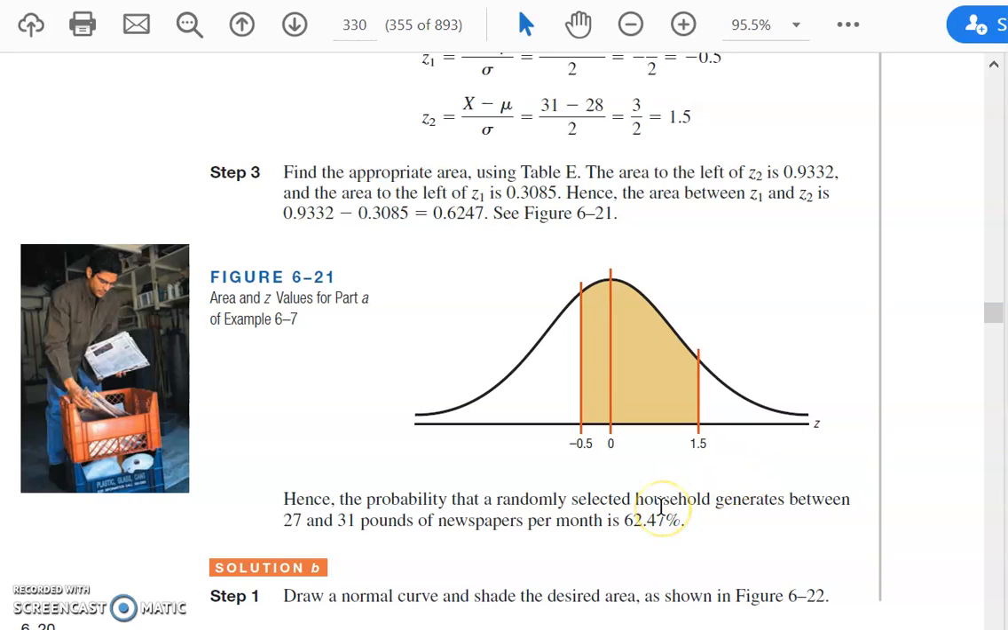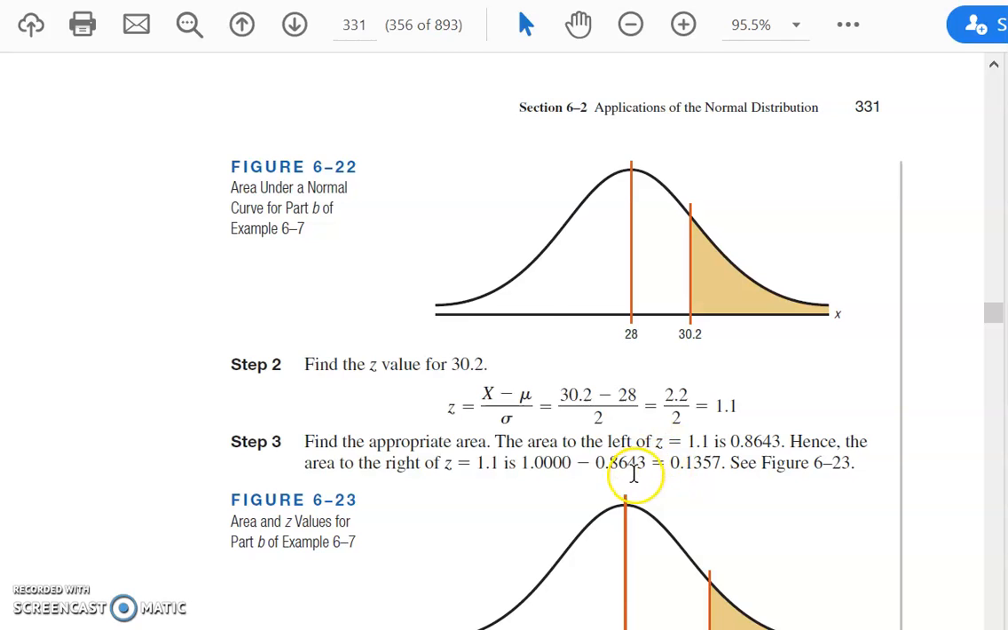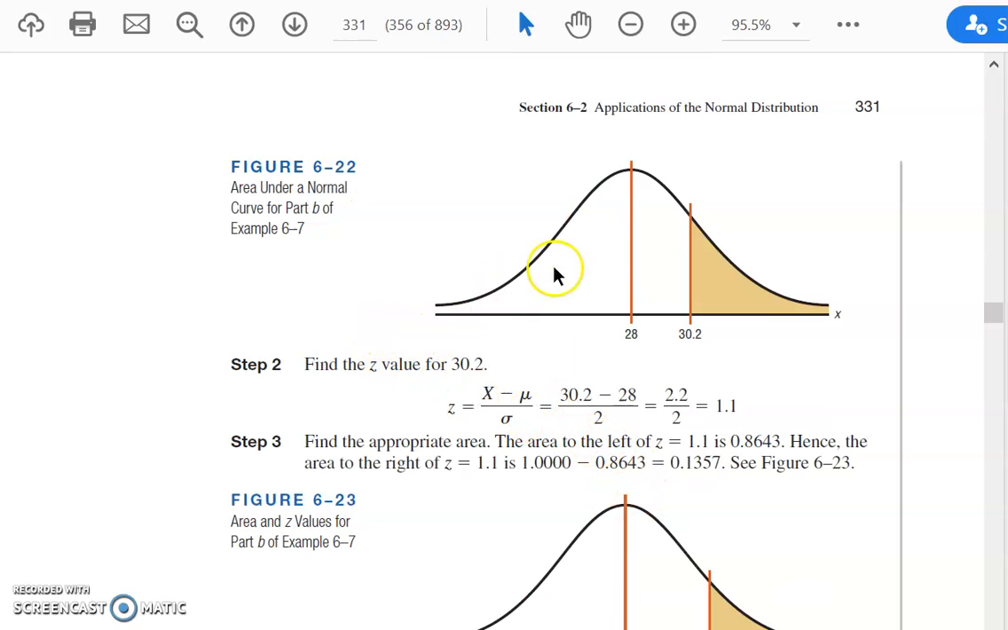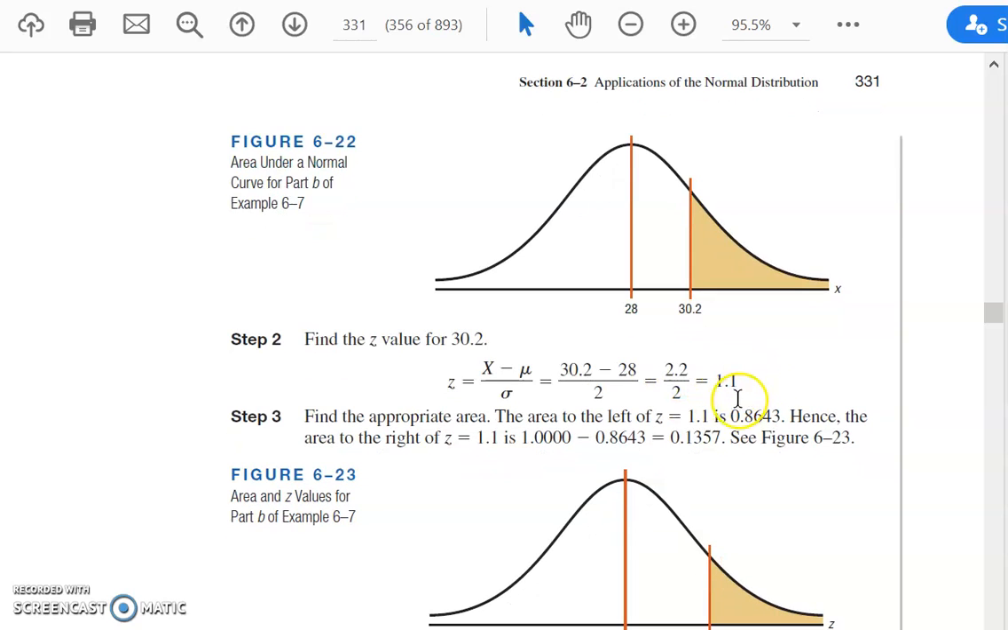Solution B. All right, so I'm on solution B here. This is for problem B. I draw the cartoon, and what I'm looking for is the amount of garbage that's 30.2 or more. So here's 30.2 or more. So I draw my cartoon. That helps me visualize this. I get my corresponding Z value. My corresponding Z value is 1.1.